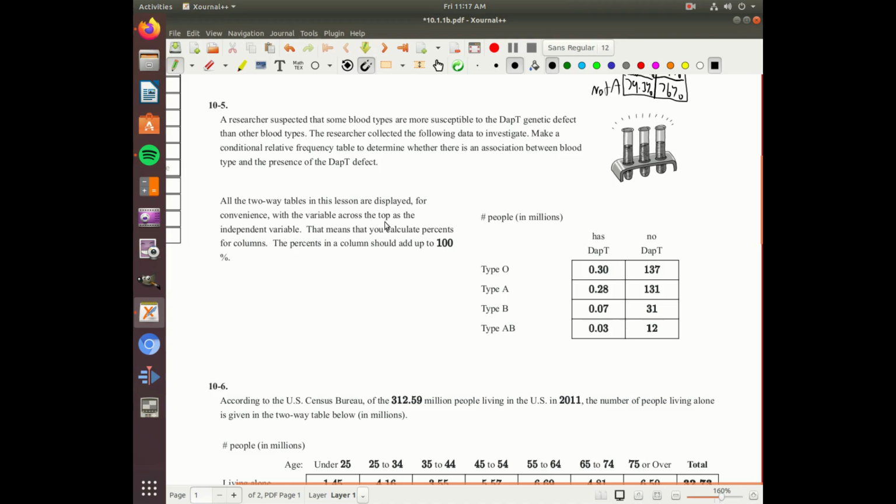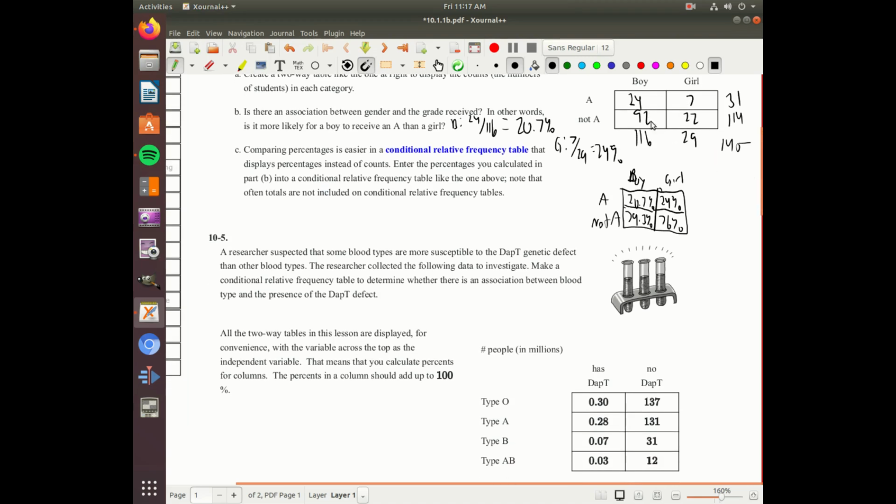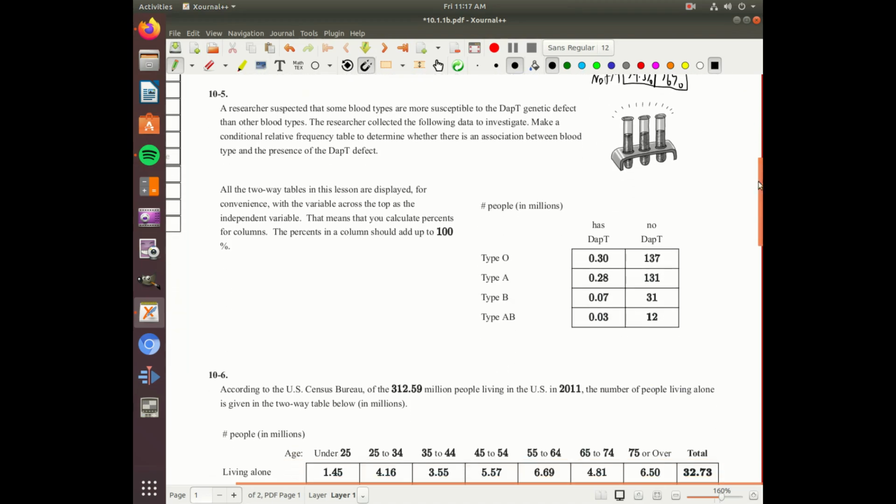All the two-way tables in this lesson are displayed for convenience, with the variable across the top as the independent variable. So this is going to be the independent, this is going to be the dependent. That means you calculate percents for columns. So we should add up a column, and it should add up to 100%. Just like up here, how I was dividing by the 145, I was doing it wrong. I want to divide everything by the column total, and that will give me 100% for each column. So you got to be careful. Divide by the column total and not by the overall total like I had started to.